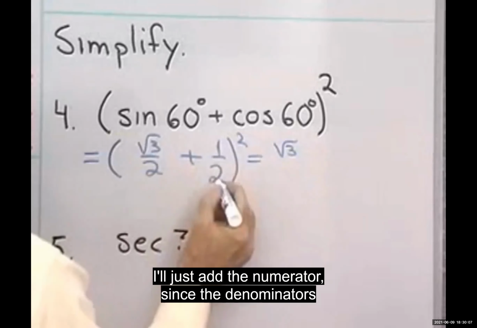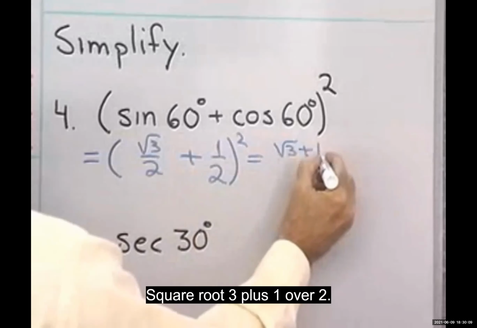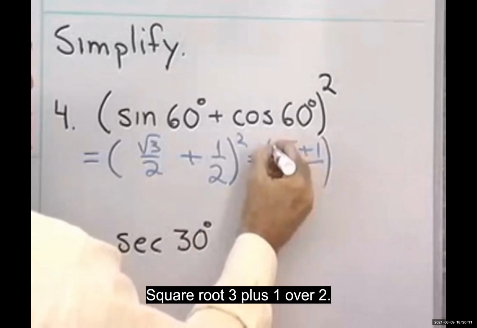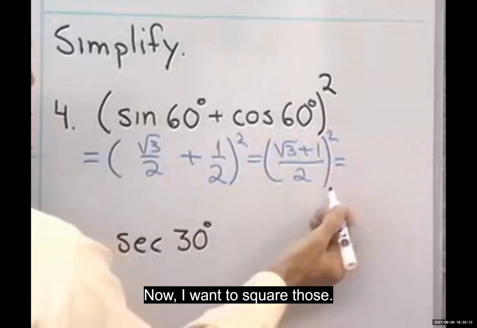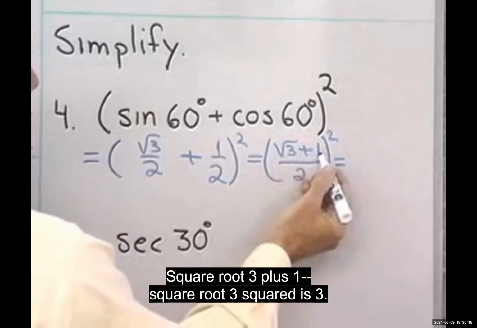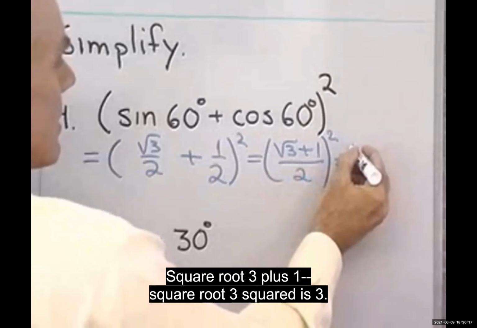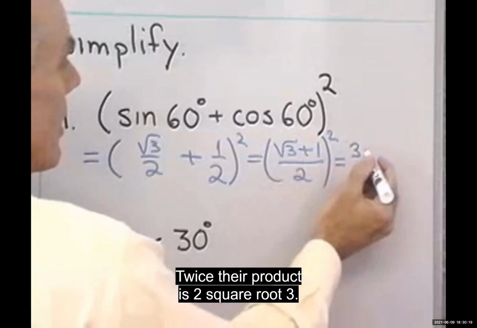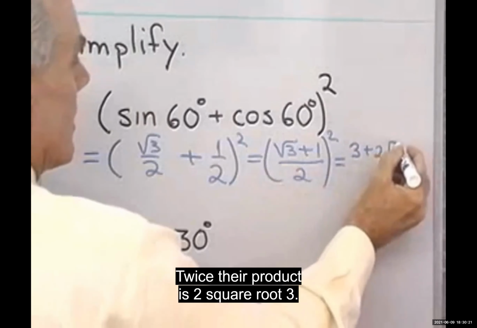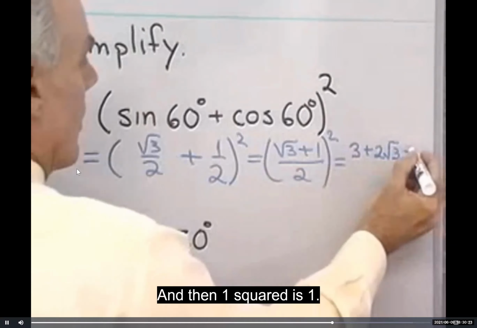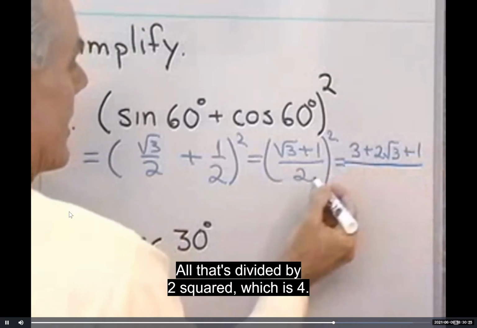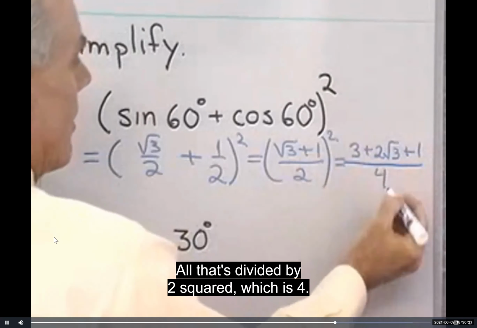Square root 3 over 2 plus 1/2. I'll just add the numerators since the denominators are the same. Square root 3 plus 1 over 2. Now I want to square those, so I'll square square root 3 plus 1. Square root 3 squared is 3. Twice their product is 2 square root 3. And then 1 squared is 1. All that's divided by 2 squared, which is 4.